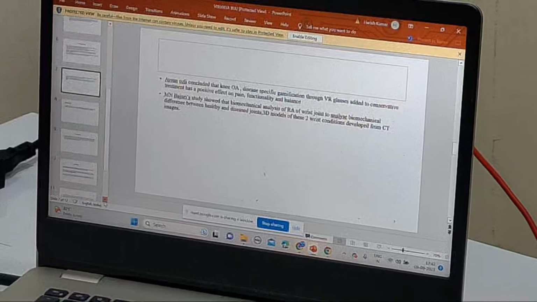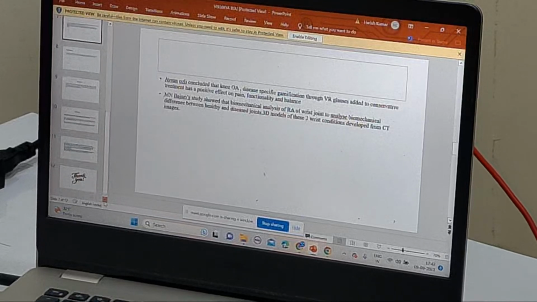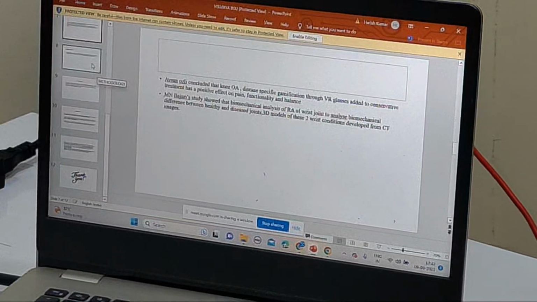Then for knee OA, specific gamification through VR glasses added to conservative treatment has a positive effect on pain, functionality, and balance. And here in this study, they are telling that specific gamification, that is through VR glasses, that is virtual reality glasses, is helpful for reducing pain and improving functionality and even balance.